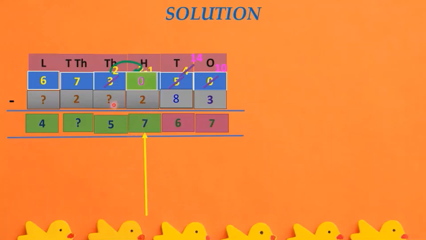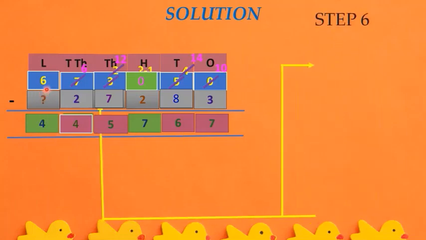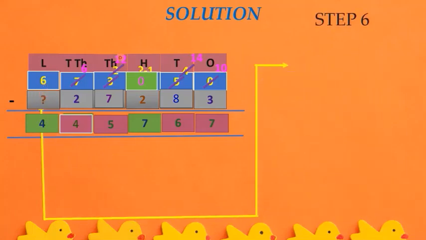Yes. And next we have done the thousands place. Here we got 12 minus 5, 7. Yes. Next we have done 10,000s place. 6 minus 2, 4 we got. Now next step comes. That is step 6. What is that step 6?